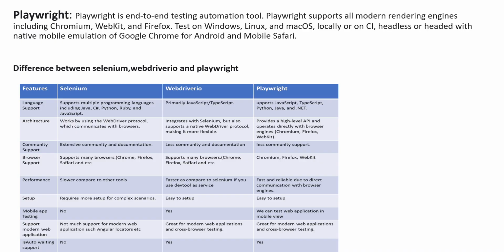Okay, the main advantages are speed and auto waiting. Playwright also supports API testing, where you can test your API, and network simulation can also be done. So that's about the Selenium and Playwright differences.